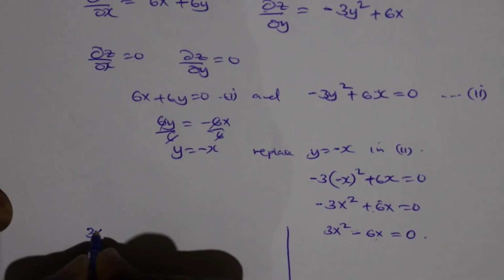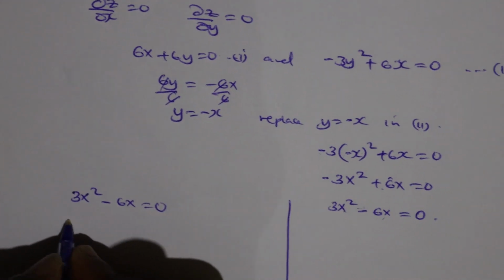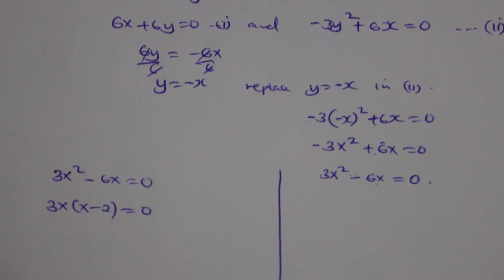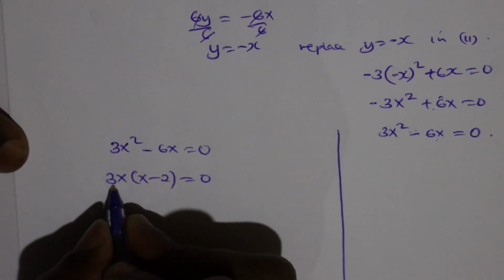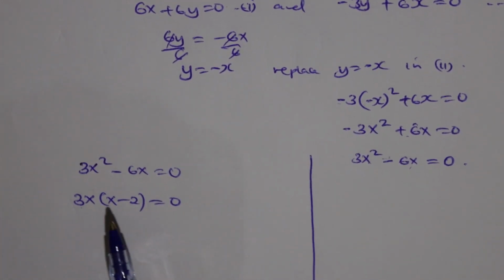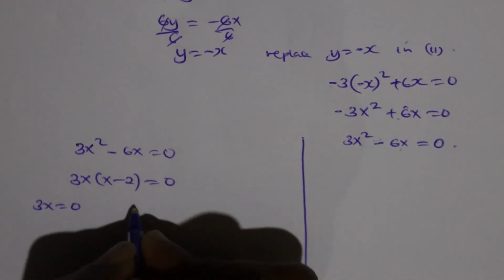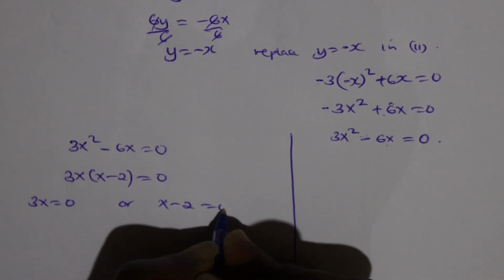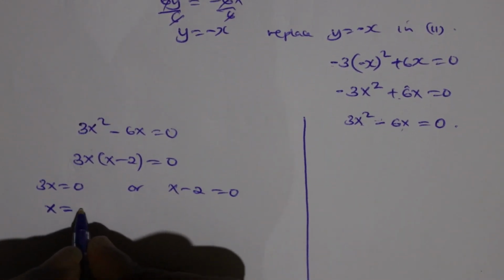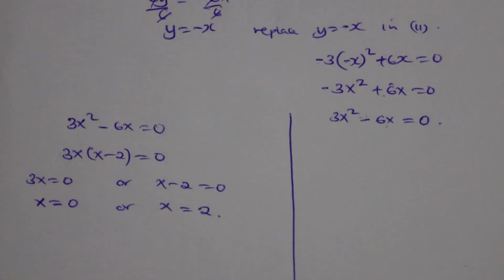If 3x squared minus 6x equals 0, we can factor out a common term, which will be 3x. So we remain with x minus 2, which gives you 0. When you have two factors multiplied together and the result is 0, then one of them must be 0. So it's either 3x equals 0 or x minus 2 equals 0. The value of x here: 0 divided by 3 is just 0, or x will give you a positive 2.